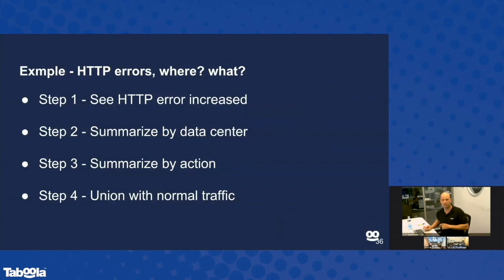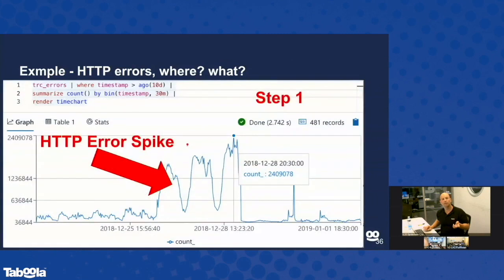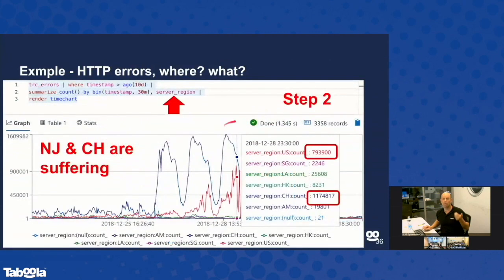So first thing, you see the spike of the errors? I'm accessing the TRC errors table. Only errors. It took me 2 seconds to see the errors. Okay? Next step, I want to see which data centers are suffering right now.